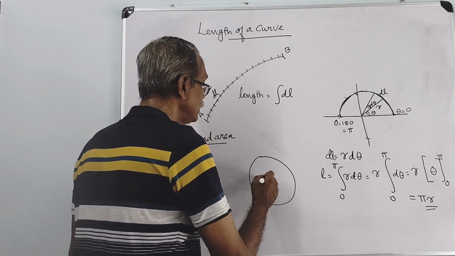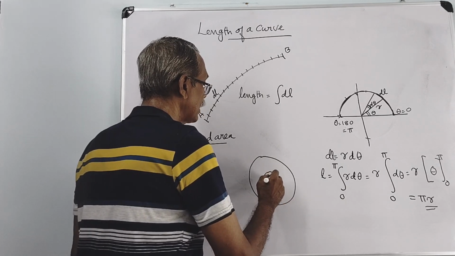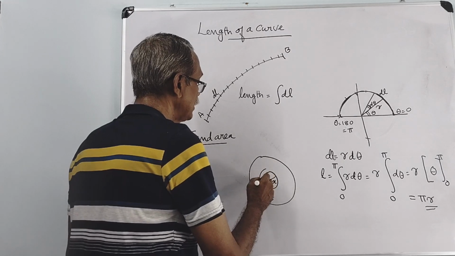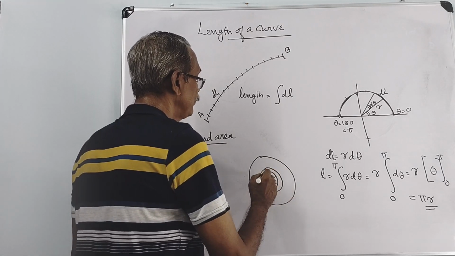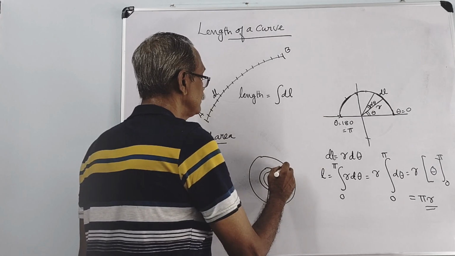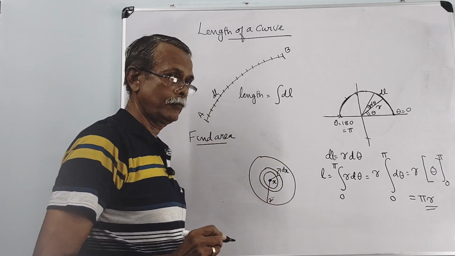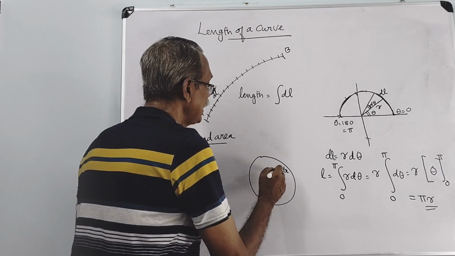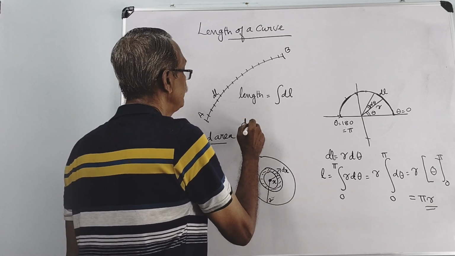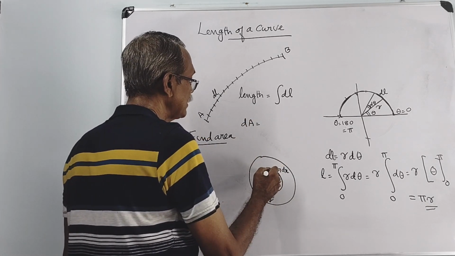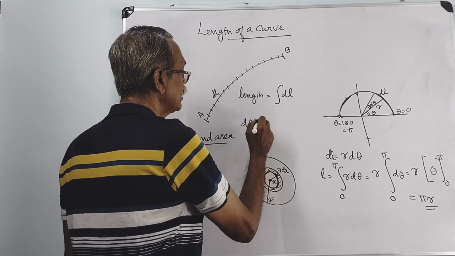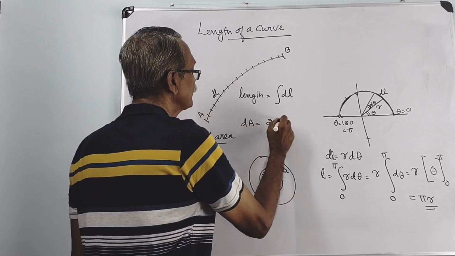I take a circle having radius x, and outside that another circle having radius x plus dx. Then this area, which I call as dA, is equal to this length is 2 pi x. This distance is dx. Therefore, dA will be 2 pi x dx.